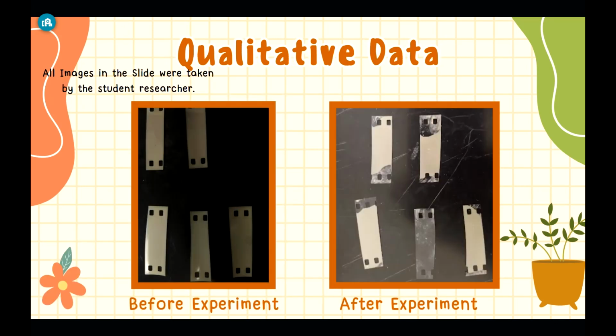And this is the qualitative data which demonstrates the film strip's appearance before and after the experiment. When the gelatin is hydrolyzed, the silver grains fall off the film, so there's nothing binding them to the plastic backing.